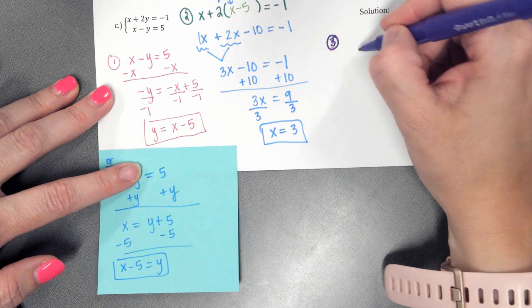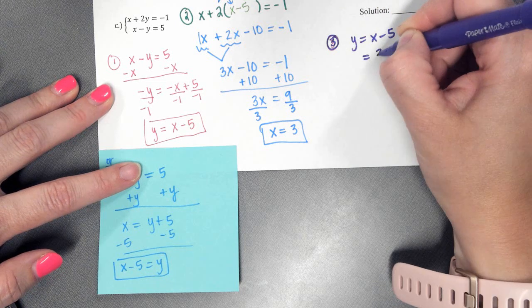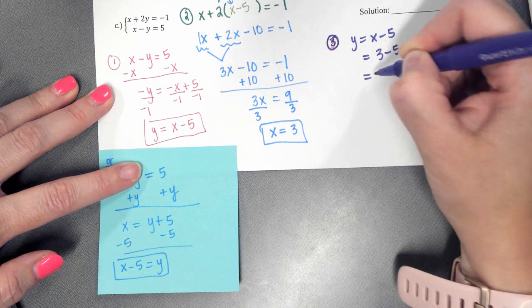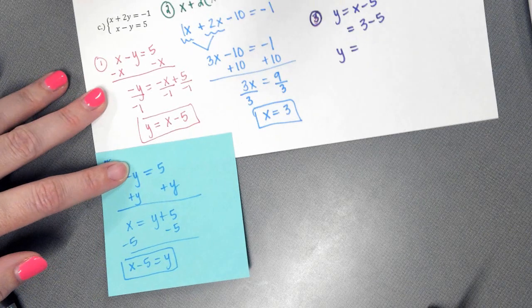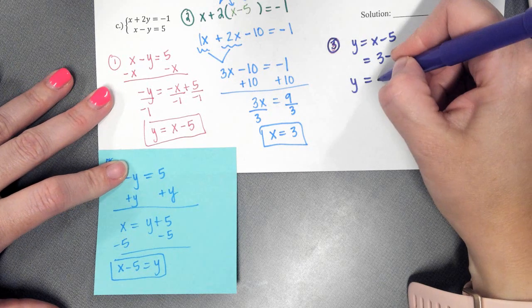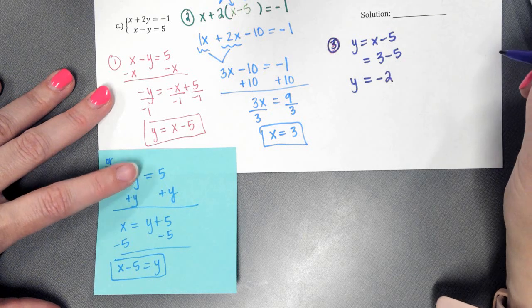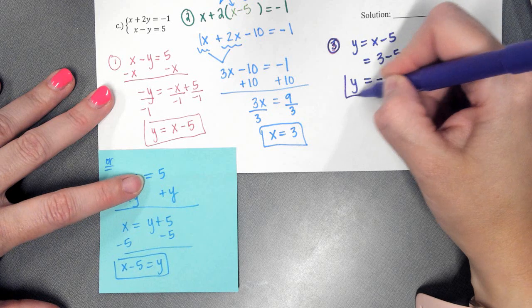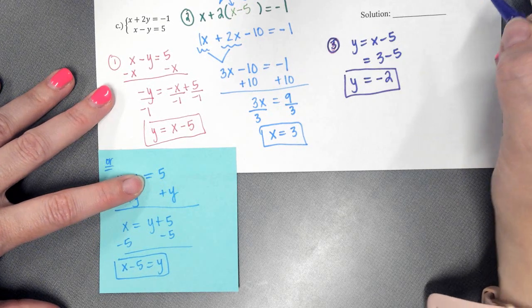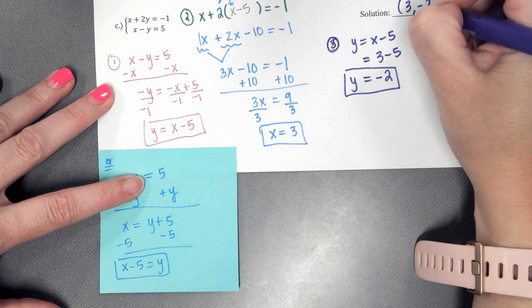Okay, so then if y equals x minus 5 and x is 3, 3 minus 5, you have $3, but something costs $5. How many dollars short are you? 2. Okay, so then your solution is going to be 3, negative 2.